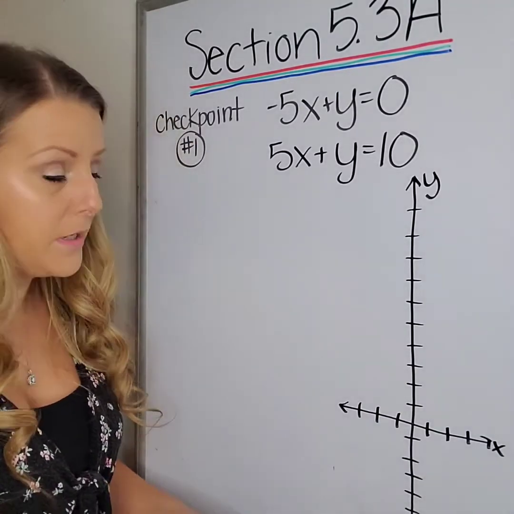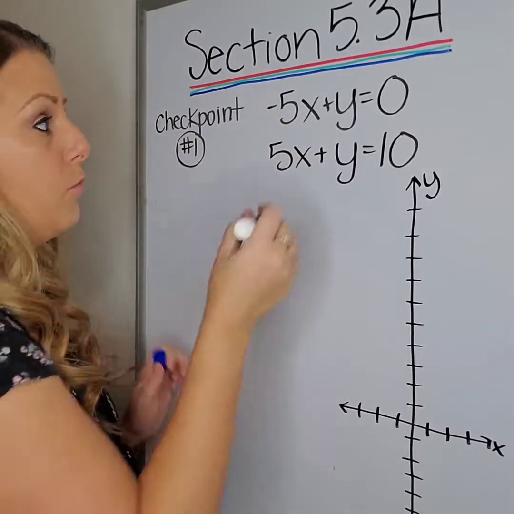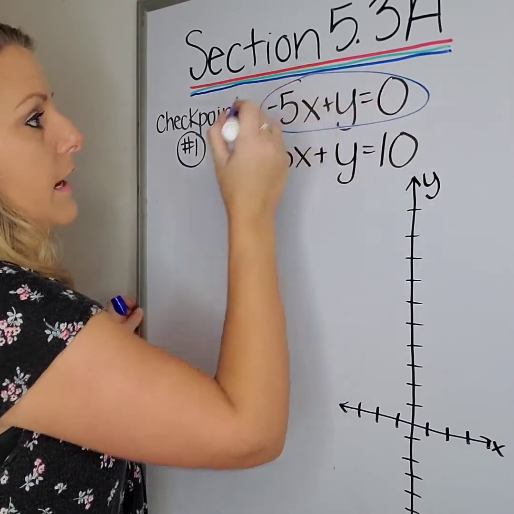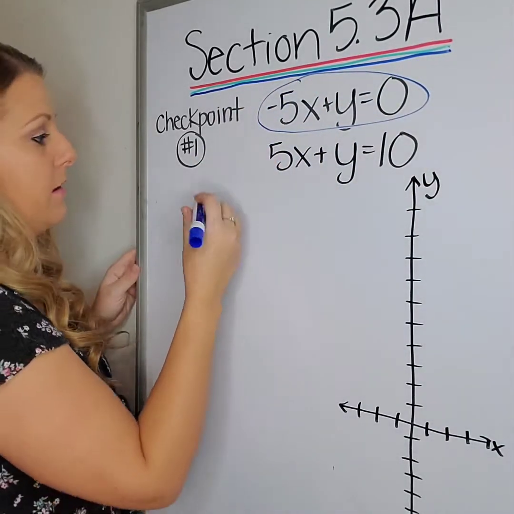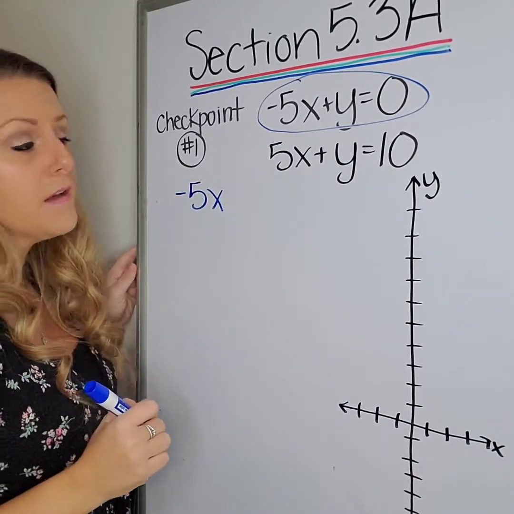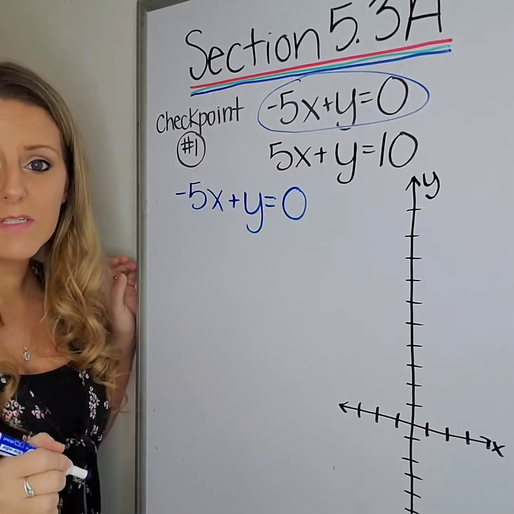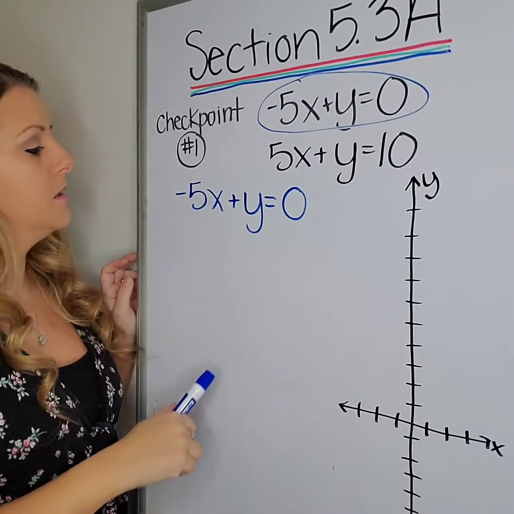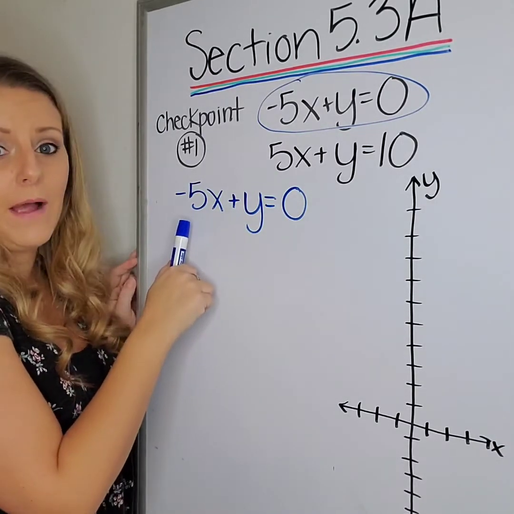Okay, so I'm going to graph the first one in blue again. So we're going to graph this equation 1 in blue. And I don't have a lot of room, so I'm going to come over here and rewrite it. So I've got negative 5x plus y equals 0. And I'm just giving myself some more room over here to write. So I want to graph this, but y isn't by itself. So I have to get y by itself.